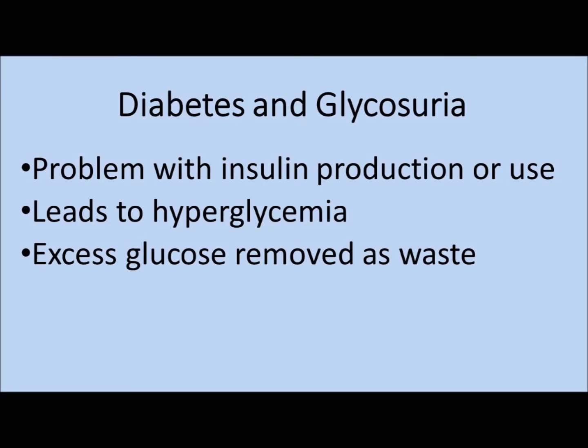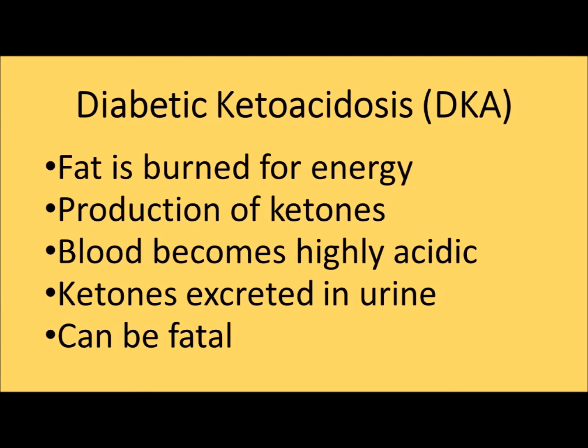In the case of diabetes, there is an issue with production or use of insulin, leading to hyperglycemia or high blood sugar. One of the major signs is glycosuria, or the presence of glucose in the urine. This occurs when the concentration of blood sugar approaches the transport maximum, forcing the excess glucose to be excreted as waste through urine. Another condition that can be detected in the urine is diabetic ketoacidosis.